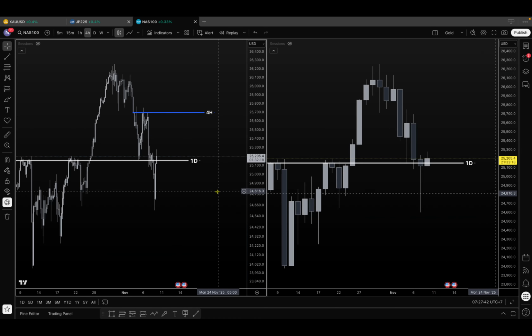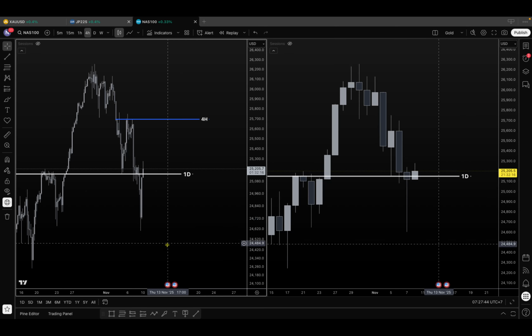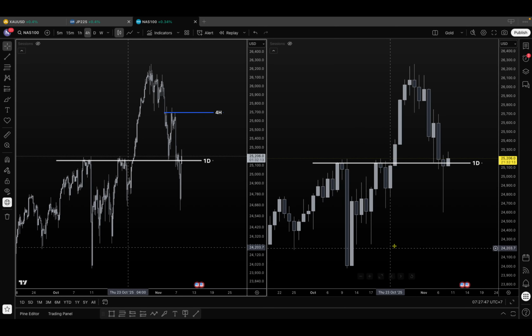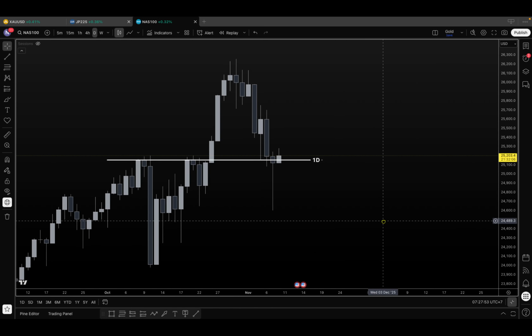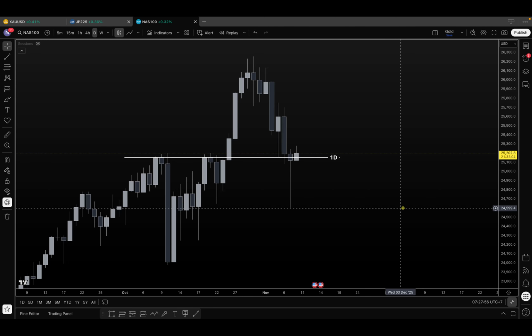And NAS, same view as Nikkei. The price is bouncing greatly from here, showing a strong force of buyers down here.